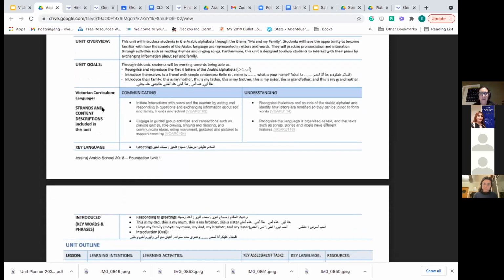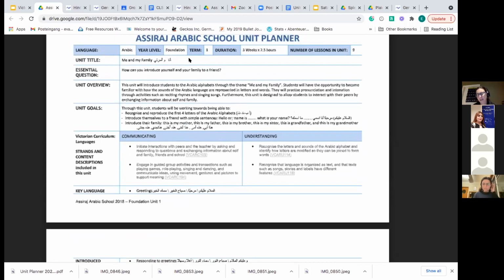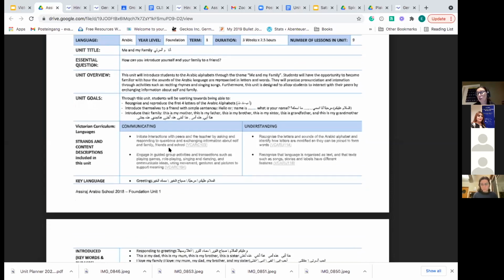Underneath is a place for the strands and the content descriptions. Remember the 2 strands I showed you, communicating and understanding. You choose roughly 3 to 4 of the different subheadings, substrands, which are related to your unit. Not every substrand will fit. For example, you probably wouldn't use translating with a foundation class, so you wouldn't put it in here. But socializing, for example, is a really important part in foundation years.